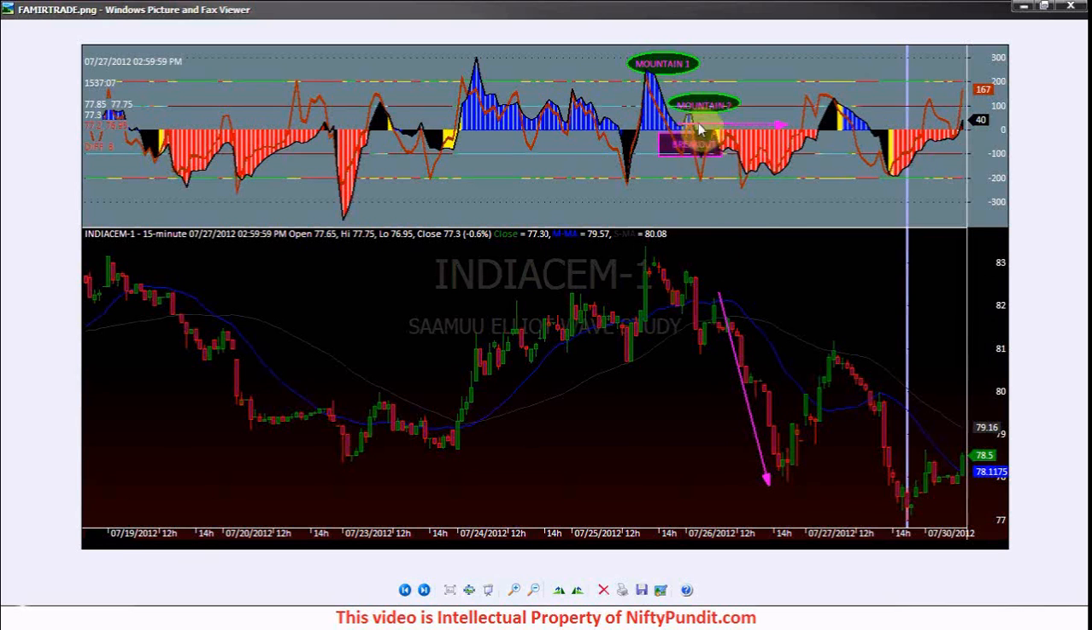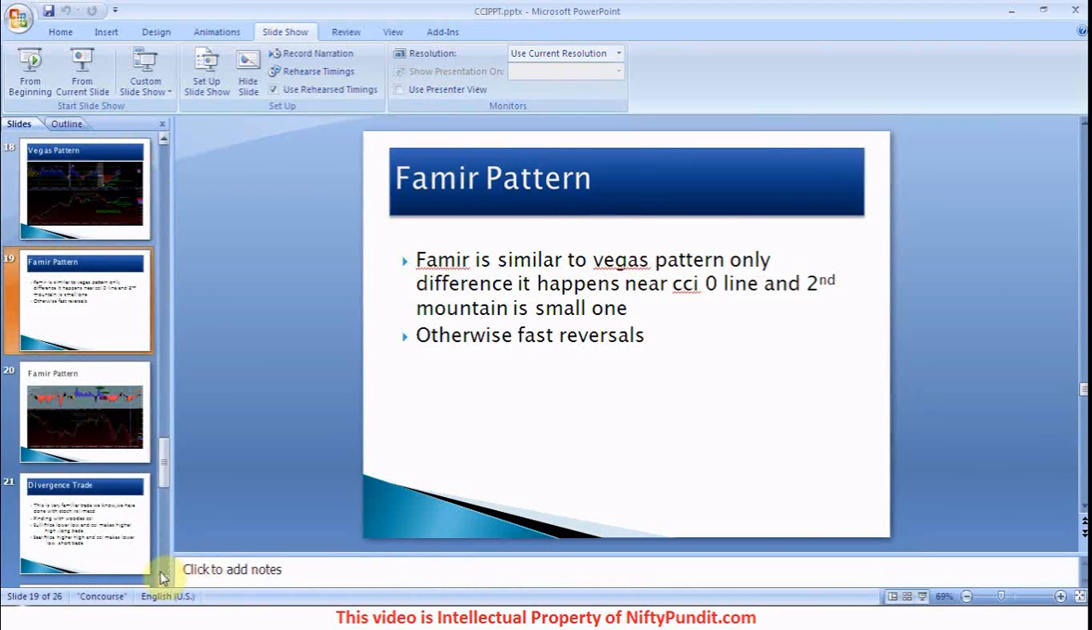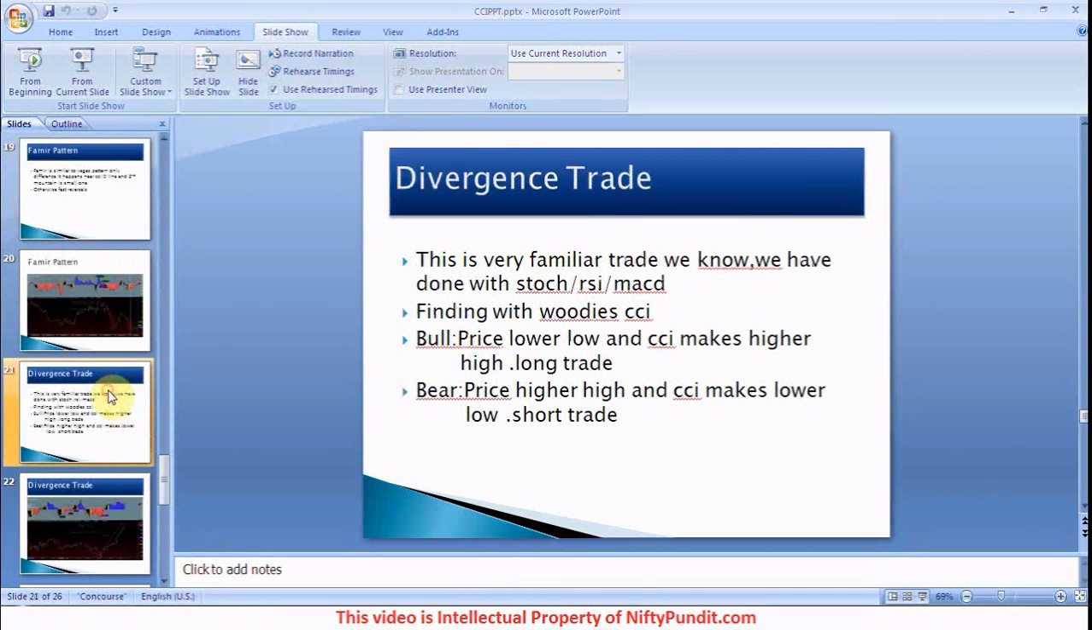The only difference is that the mountain is small in the Famir pattern. This is a fast reversal. See, a big down bar followed by a fast reversal, again a fast down. This is a full fast down. You'll be getting good money in this. This is very familiar to everybody.